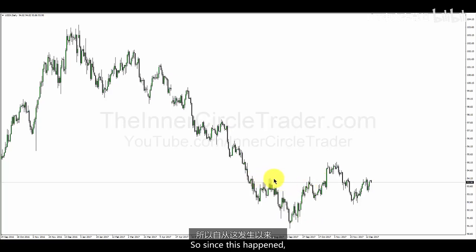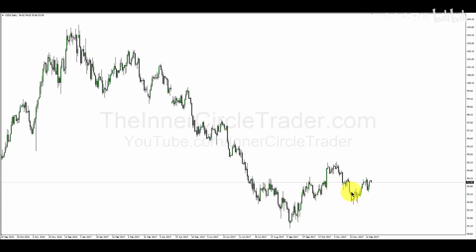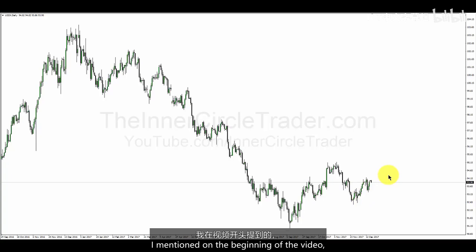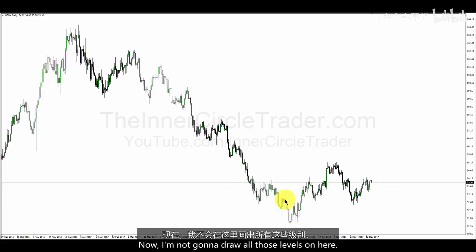So since this happened, we've been consolidating sideways, but also notice that we have traded below this low, and we've been inching higher. So using the things that I mentioned at the beginning of the video, we look for relatively obvious support and resistance levels. Okay, long-term yearly highs and lows, monthly highs and lows, quarterly highs and lows, and previous week's highs and lows. Now I'm not going to draw all those levels on here.